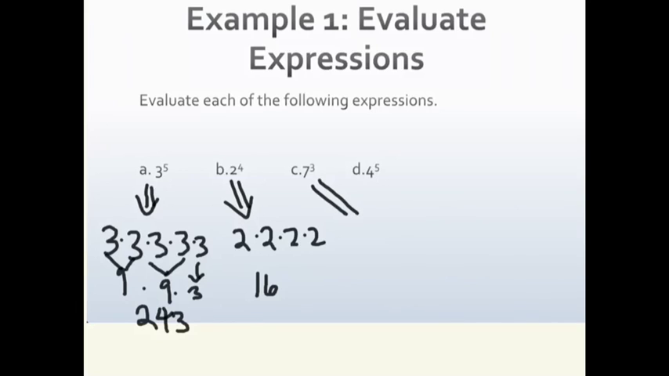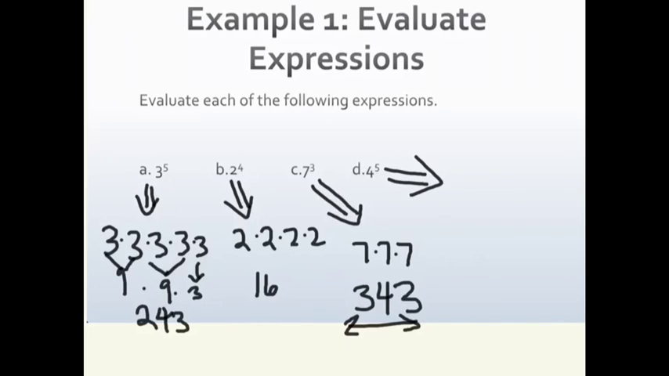7 to the 3rd power would be 7 times 7 times 7. 7 to the 3rd power is 343. This number is a palindrome because it reads the same back and forth. Not a vocabulary word, but just a word that comes up from time to time. You can read it the same way either way. So 7 to the 3rd power is 343.